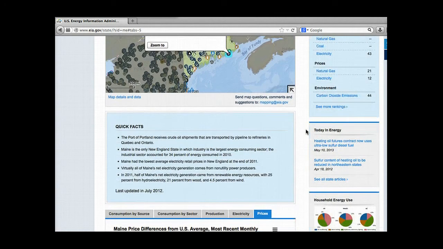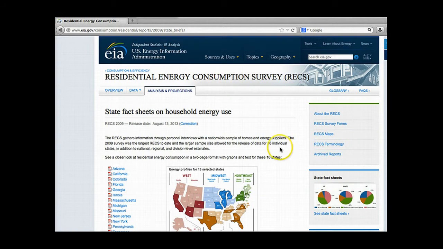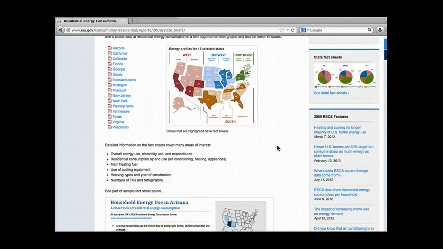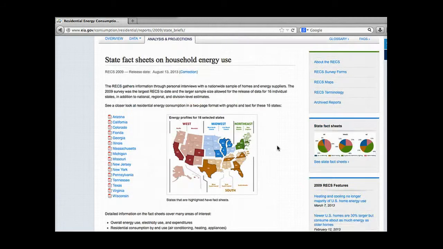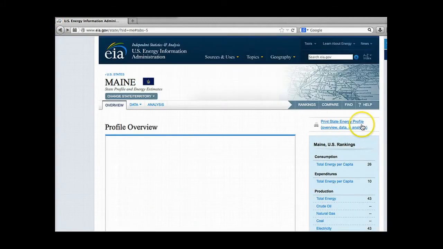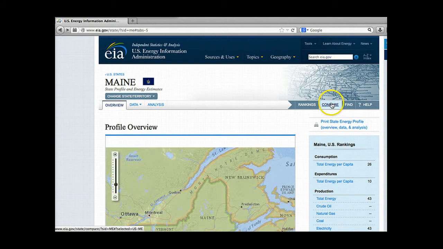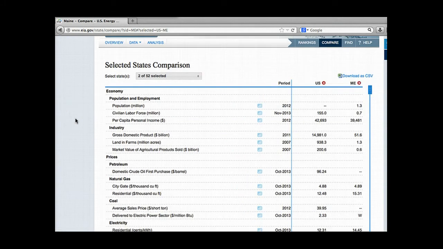Click on See State Fact Sheets under Household Energy Use on the right-hand side to learn more about how household energy use in Maine and other states happens. Click on Rankings and Compare on the right-hand side to directly compare Maine to other states and to the U.S. as a whole.